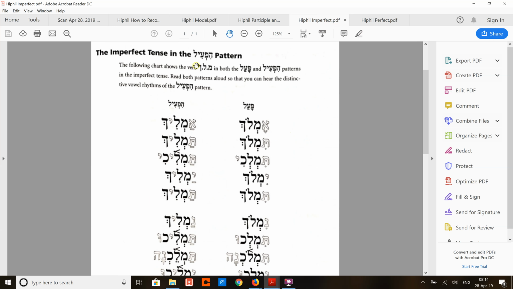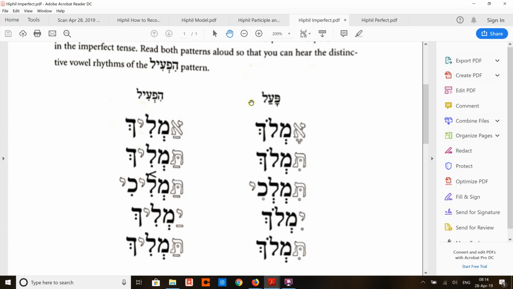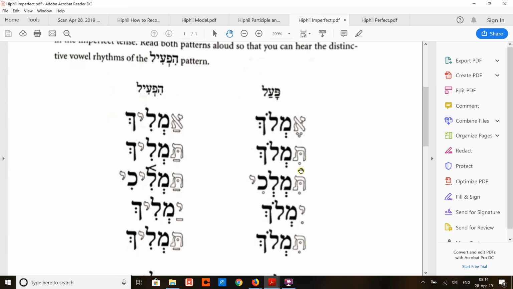So here's the imperfect tense in the hif'il pattern, compared to the pa'al. Let's start with the third masculine singular. Pa'al, you know this, yimloch. Here's your yod prefix, right? Yimloch. In the hif'il imperfect, you don't have the addition of the he. What you have is a simple shift of the vowels and the addition of a yod sometimes. But the key indicators are that you have this patach under the prefix, and that you have a yod or an e sound, the tsere sound, between the second and third letters.